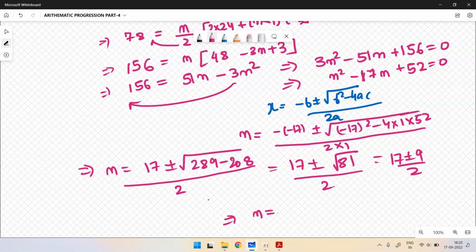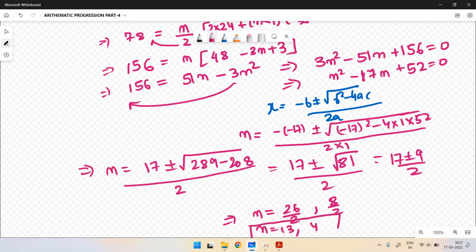The n value is, if you add, 26 by 2, or if you subtract, 8 by 2, which implies that n is equal to 13 and n is equal to 4.